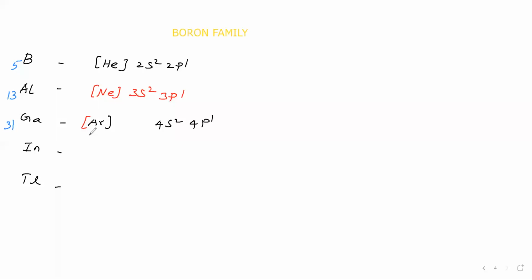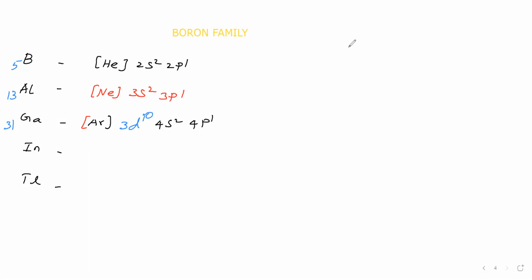Argon atomic number 18. It is 2, it is 1. Therefore, totally 21. So 21 goes away, remaining how much? 10. That 10 is for the 3d series, 3d10. So we have to write 3d10. Remember that gallium electronic configuration is argon 3d10 4s2 4p1.